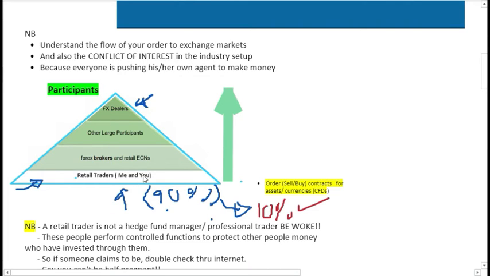So who are they? You and me. I'm a professional trader now, right? But I'm saying people who are doing retail trading are here. They should be very careful. These guys put their order, and it goes to what we call forex brokers or retail ECNs. It's just brokers. These brokers get that money, get those orders, and pass them to large participants such as investment banks and so forth. These guys go to FX dealers where your orders are cleared, right? So that's how the structure is.